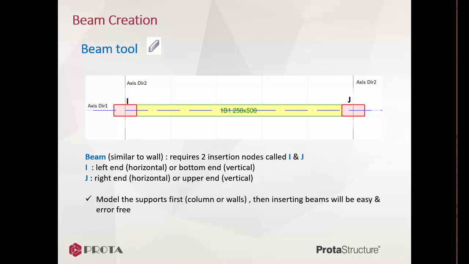We highly recommend that you model the supporting vertical elements first, that is, columns or walls, then creating beams will be very easy and error-free.